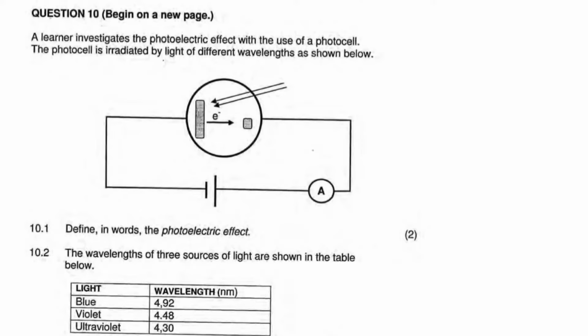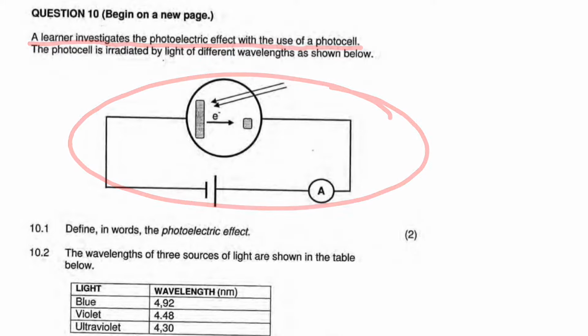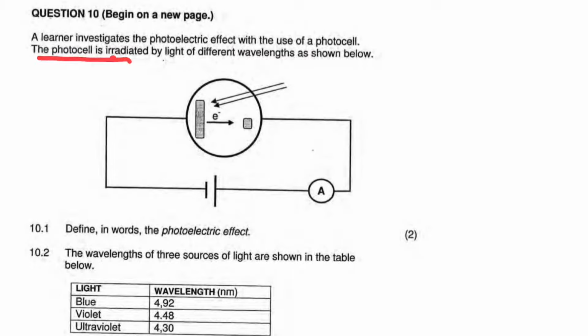I'm doing the photoelectric effect question. This is a preliminary exam, which is the trial exam of the Free State province in 2016. It says here a learner investigated the photoelectric effect with the use of the photocell. This is the photocell, and the photocell is irradiated by light with a different wavelength as shown.